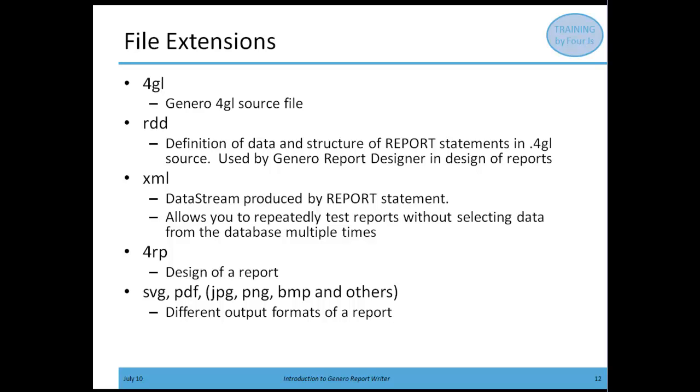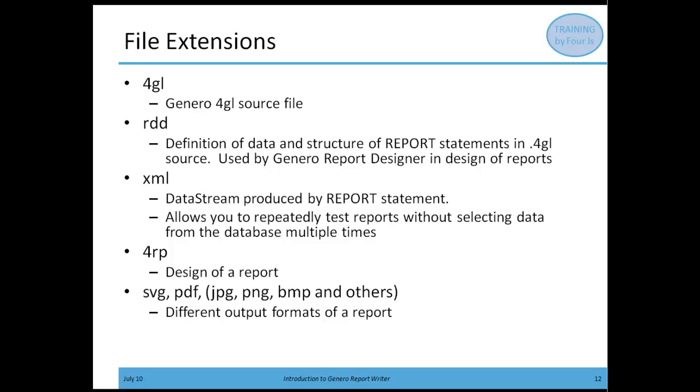So what type of files are going to be involved in this architecture of the Genero Report Writer? Well, we're going to have our 4GL files, our Genero 4GL source files. Those are the report applications that are going to be extracting our data and sending it across into an XML data stream. We're going to have an RDD file, and that's the definition of the data and the structure. And that's what's input into our report designer, allowing us to know what fields we're allowed to include in our report. We have XML.